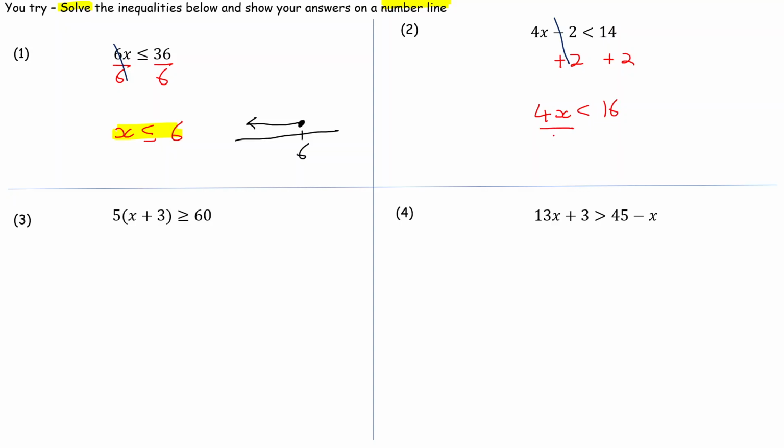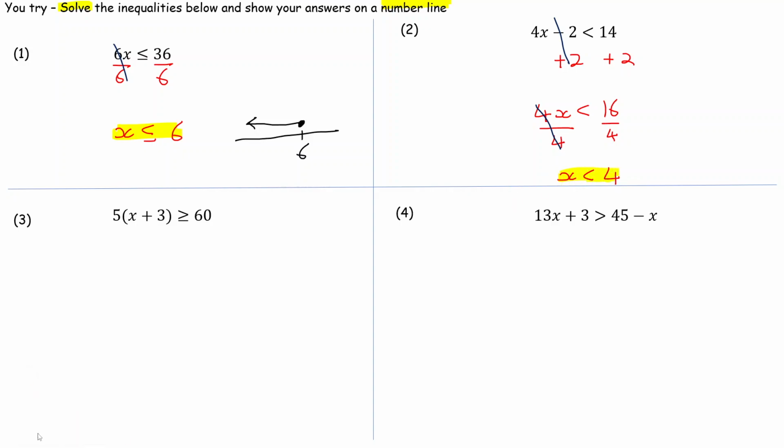Let's divide through both sides by 4, because then the 4s will cancel, because they are inverse operations. So these cancel, and we get x being less than 16 divided by 4, which is equal to 4. So I've solved the inequality. That's the first part of my answer: x is less than 4.